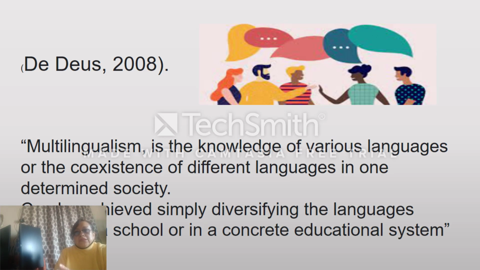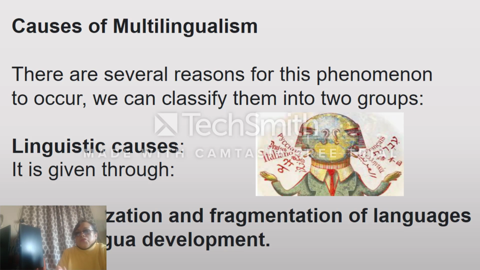This is the definition DTUs gave us in 2008. So we have many causes of multilingualism. There are several reasons for this phenomenon to occur. We can classify them into two groups: linguistic causes and interlingual development.